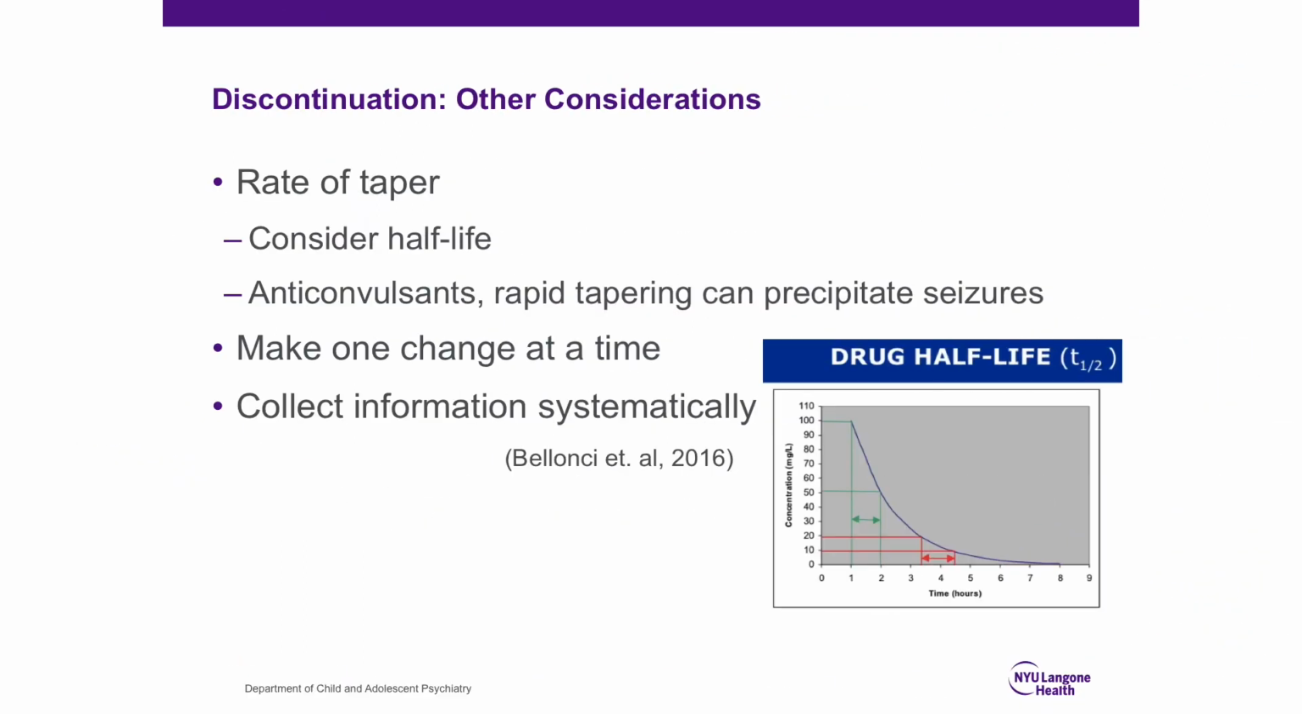So other considerations are the rate of taper, taking into account the half-life. Rapid tapering of anticonvulsants can precipitate seizures, even in youth who do not have them at baseline. We'll come back to this because it's very important. Make one change at a time. We have a hard time determining what is the effect of any intervention that we make, and making one change at a time gives us the best chance of being able to collect accurate data about the effects of the changes. And collect information systematically, so consider using standardized instruments or assessment tools.